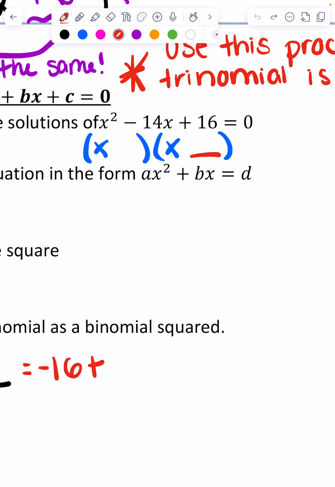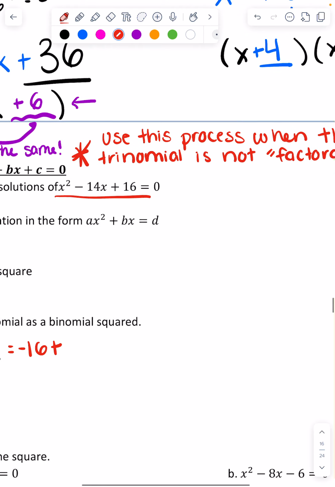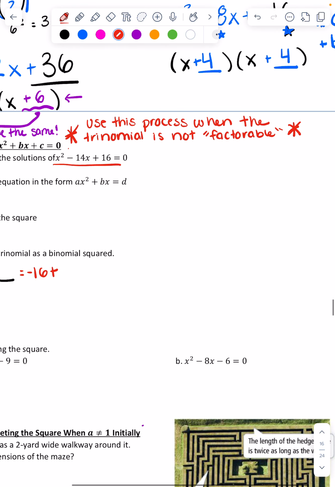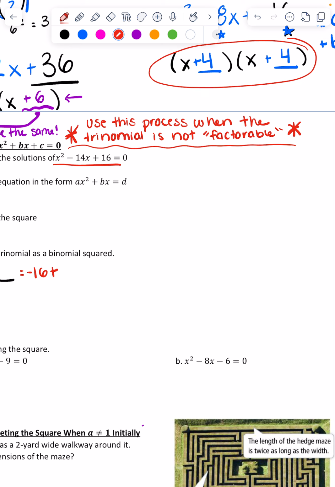So here's the issue right off the bat. This equation right here, we call this not factorable. So I want you to make this little note to yourself right now. We're going to do this process that we do in example 2 only when we can't factor right away, where we can't do this process right off the bat.